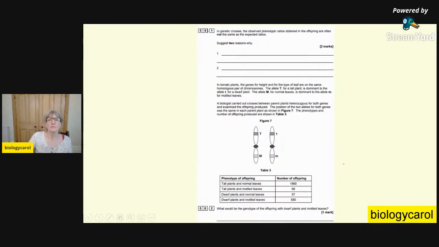6. Right. Genetic crosses, observed phenotypic ratios are not the same as expected very often. Two reasons, classic go-to reasons. Number 1, fertilization is random. Number 2, the sample size of the number of offspring is too small.